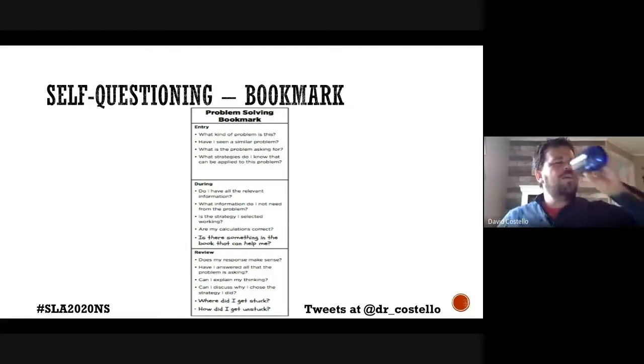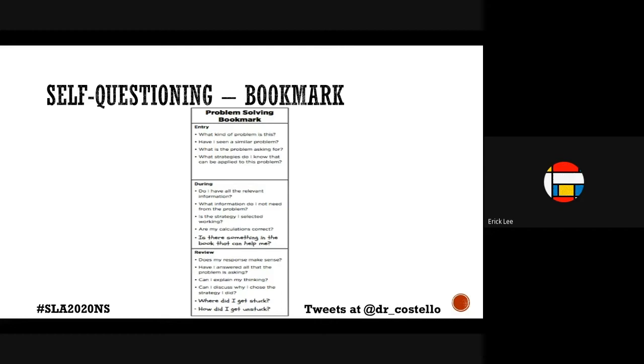Any thoughts on that? I was just saying that I really like that you co-constructed the questions for this bookmark with the students and then left space there for the students to add their own questions if they had additions later on.